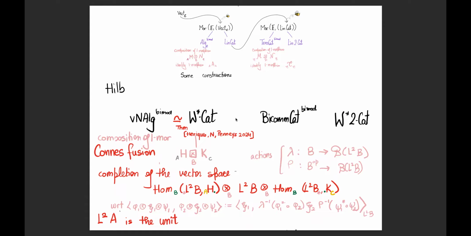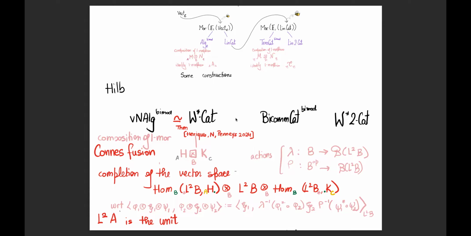So what you have to do is called fusion, and it was developed by Wassermann in the context of trying to fuse representations of loop groups. It's the completion of a vector space, which is the vector space I have written: form A-linear maps from L2A to H, then tensor over L2A, and then form A-linear maps again from L2A to K. There's a canonical inner product that you can write on it. When you complete this vector space with respect to it, you can show that it satisfies nice properties. For example, L2A behaves as the unit for this process, and it is associative and so on.